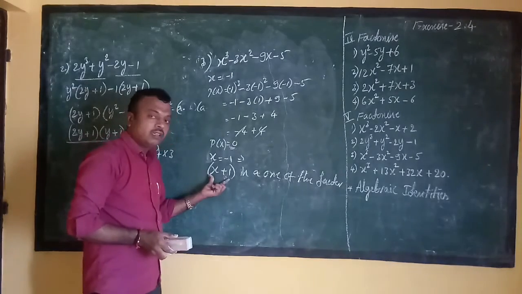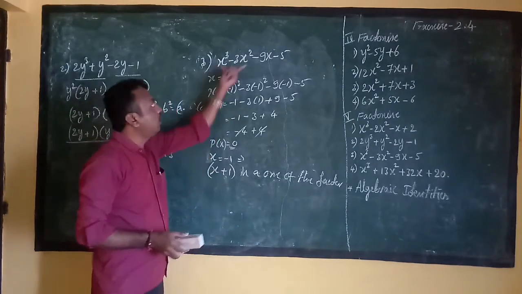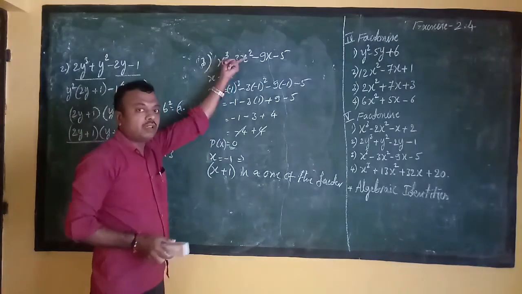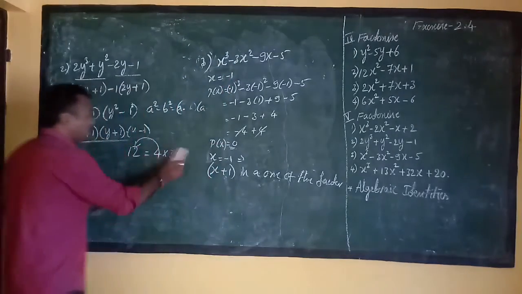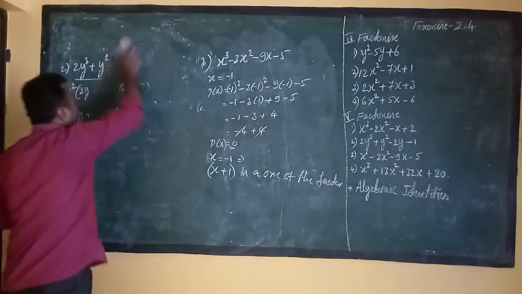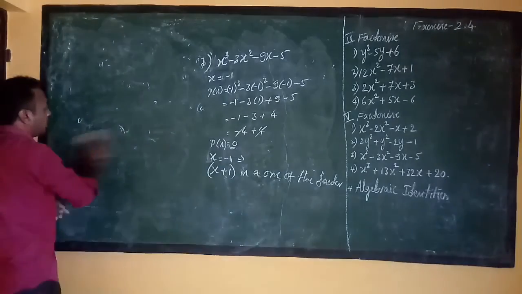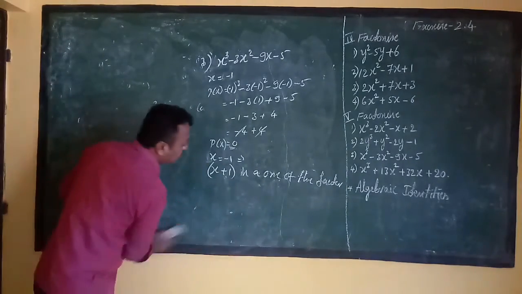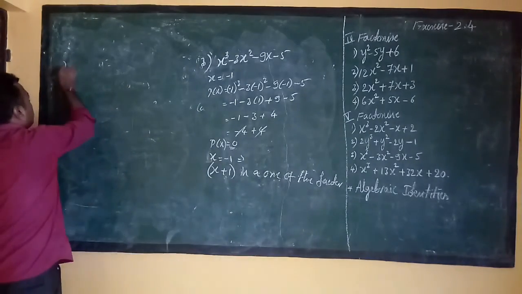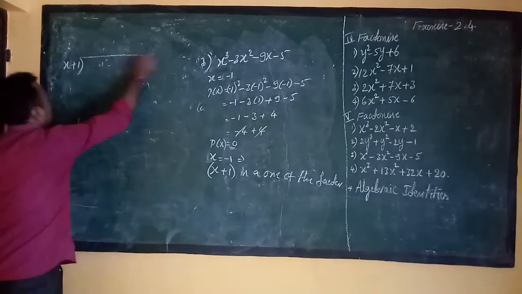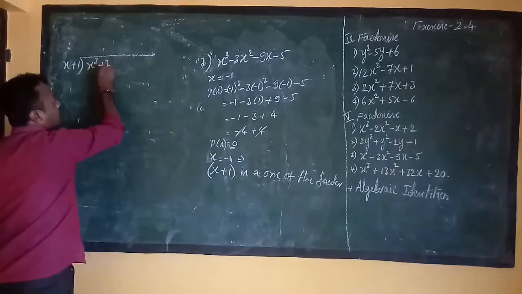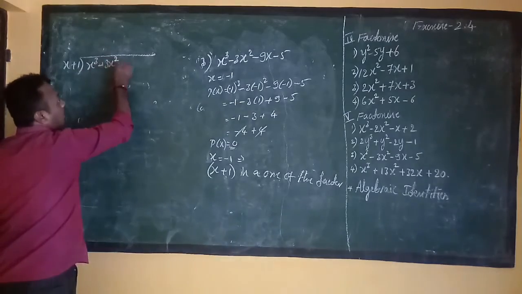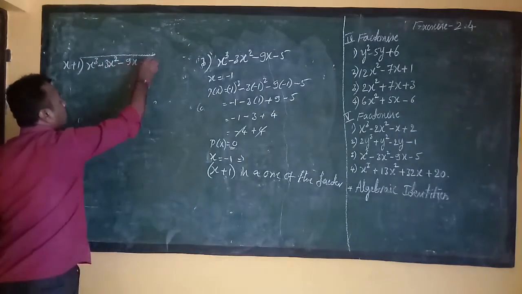This factor we have to divide into p of x. When p of x is divided by x plus 1, then we can get the other factors. So, let me divide it. How do we divide? We learned that in the last classes. So x plus 1, dividing x cube minus 3x square minus 9x minus 5.